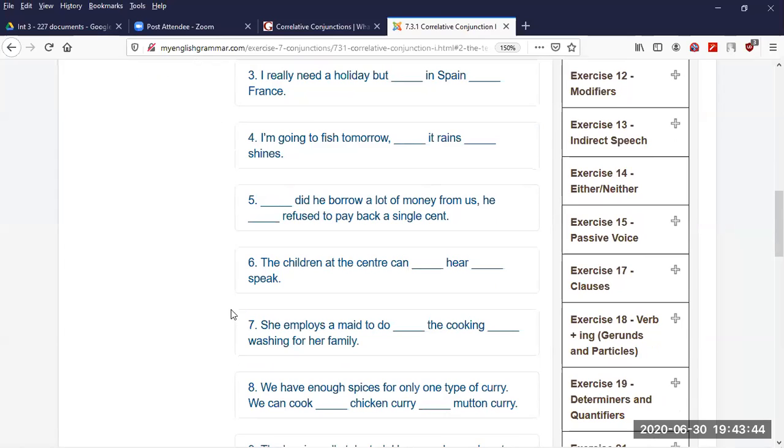I really need a holiday, but something in Spain, France.